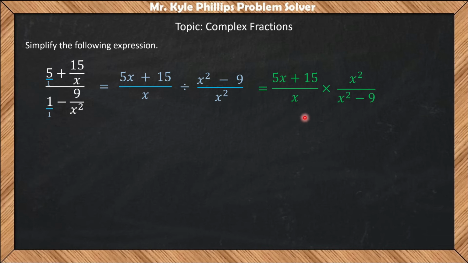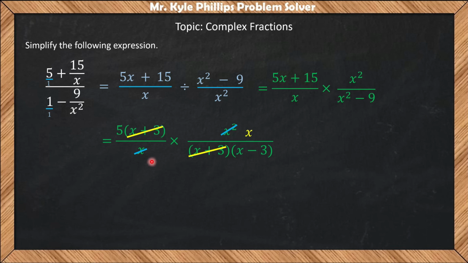Here, it's not apparent that anything can cancel out with the exception of the x's, so we're going to factor everywhere we can. So here I have a greatest common factor of 5. So when I factor, I'll have 5 times x plus 3 all over x, times, and then my denominator here is a difference of squares. So that will be x plus 3 and x minus 3. Now these binomials can cancel, as well as this denominator of x can reduce this x squared to just x.